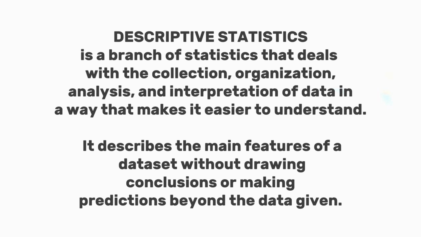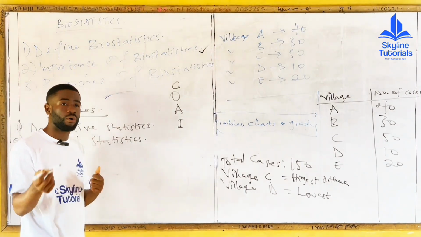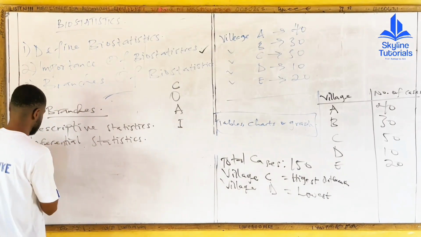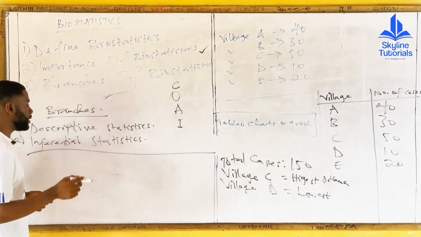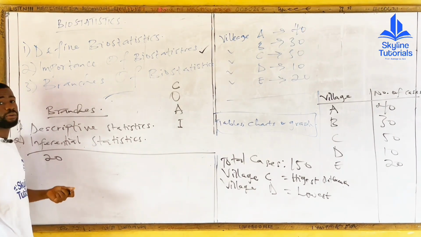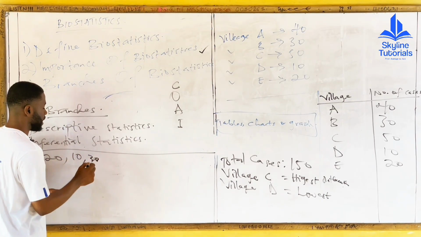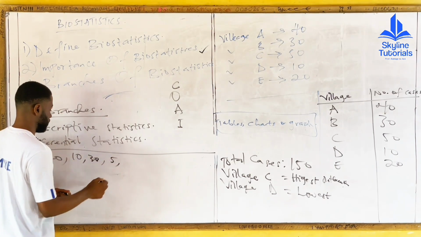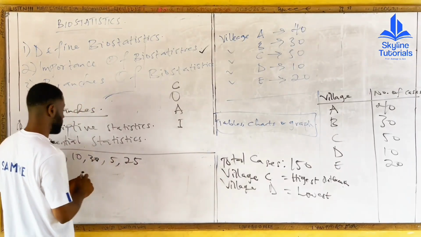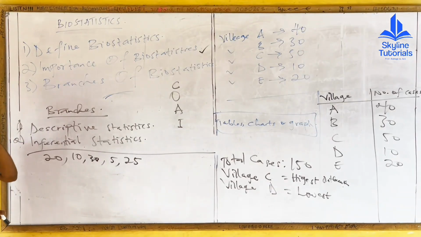Let's give an illustration of this descriptive statistic. Supposing there's a score allocated to a particular course, let's say anatomy, in a class, and then the score reads as follows. Let's say a test score which should be rated over 30. This has 10, 20, 10. This had 30. This had 5. Let's say this having 25. Let's use this data to explain descriptive statistics.